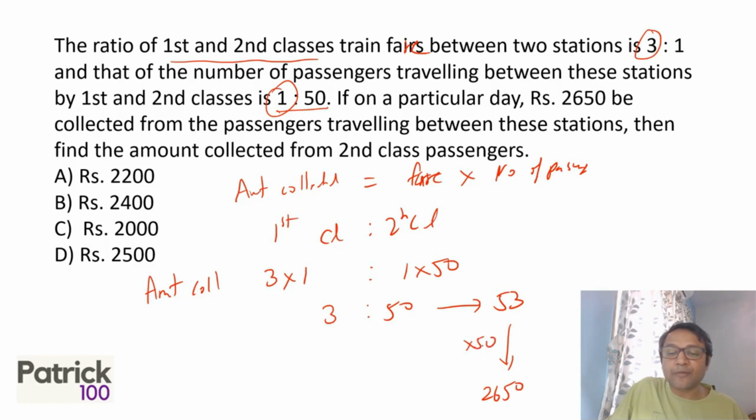If you look at this, second class is 50 parts. So the second class compartment will be 50 into 50. We'll get 2500. D option. Cross multiplication gets the answer easily.